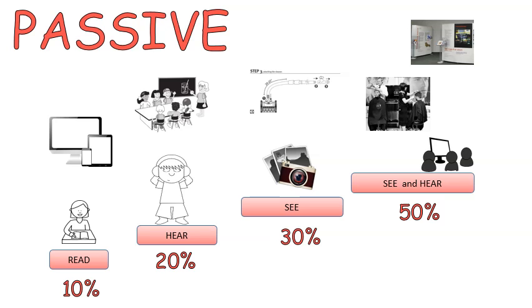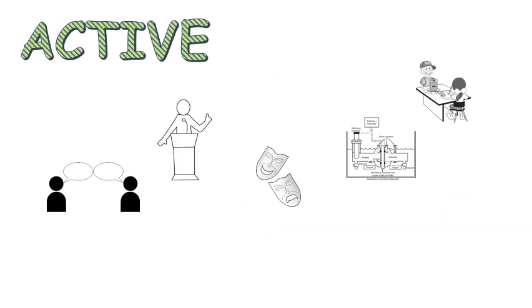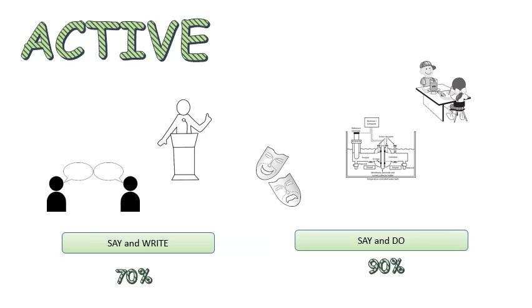Maybe active learning instructional methods will result in better retention. Let's take a look at our earlier examples. When presented with new information, learners generally remember or retain 70% of what they say and write, 90% of what they say and do. So I think it's pretty clear that active learning instructional methods definitely result in better retention of new information. Remember, better retention equals better learning.